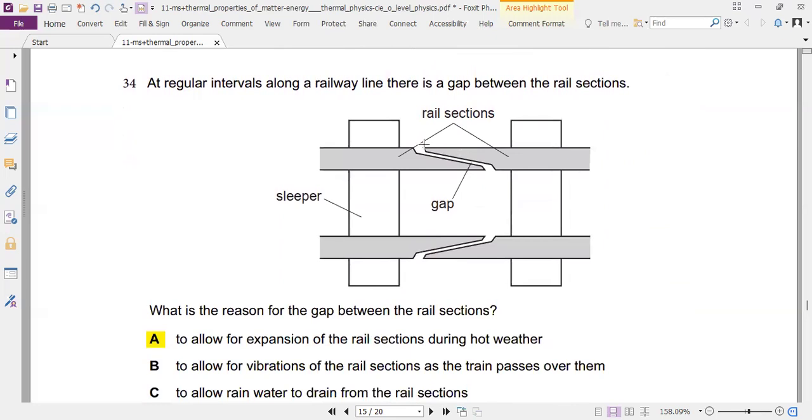So why do we have these gaps? It allows the thermal expansion, so the lines do not bend. They allow the lines to remain straight during heat.